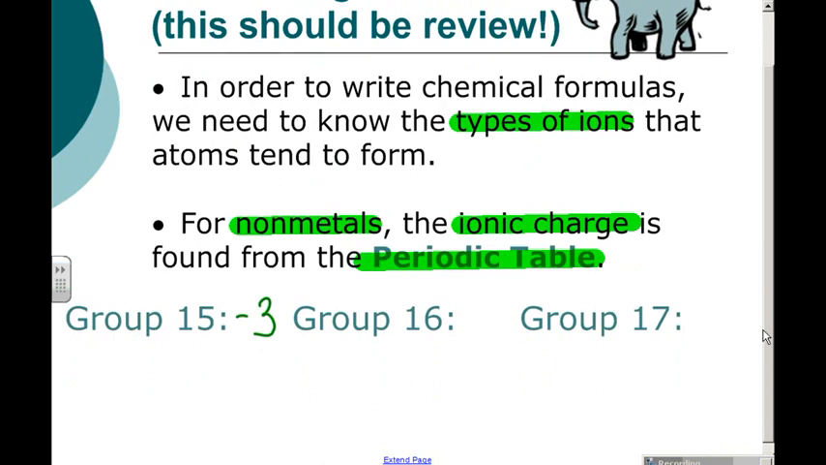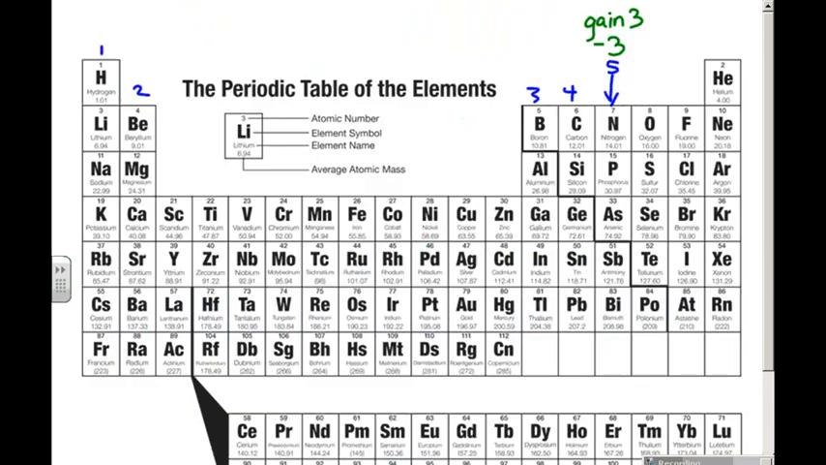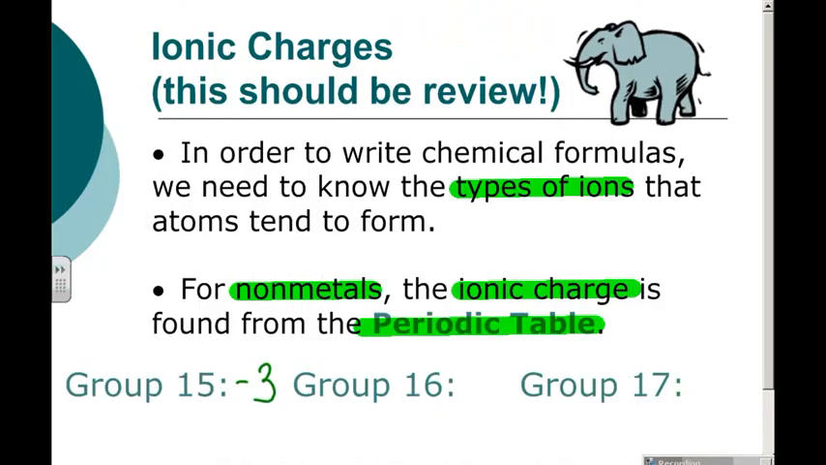If I look at group 16 next on my periodic table, group 16 is the next door neighbor to these guys right here, the group with oxygen. These elements already have 6 valence electrons, so in order to become stable, they need to gain 2 electrons. This will give them a -2 charge. I'm going to fill that in my notes packet.